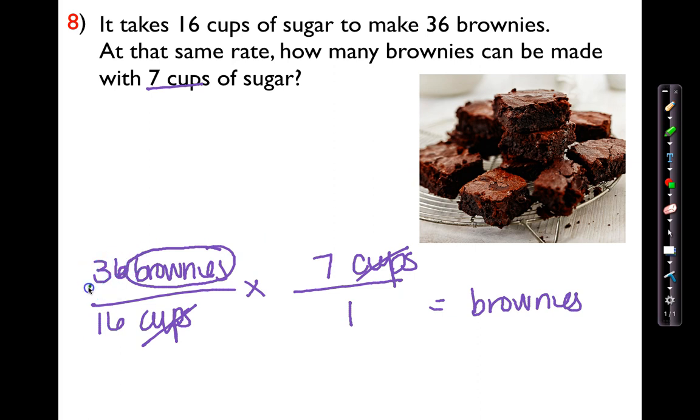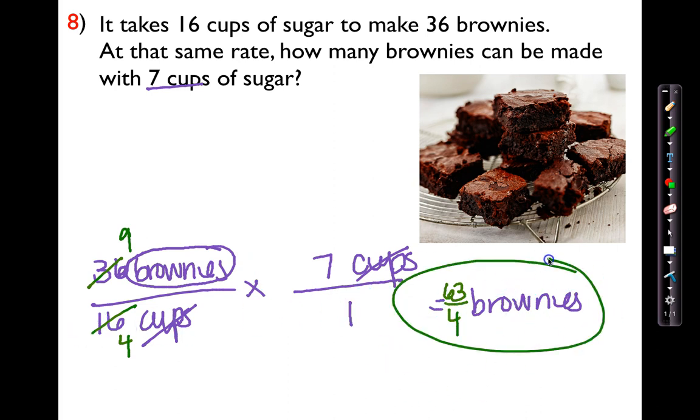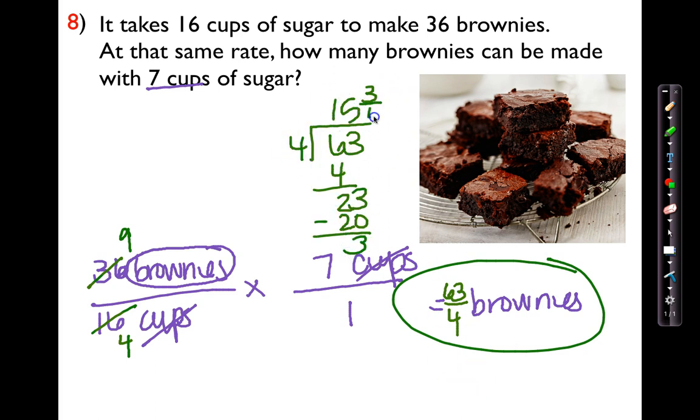36 and 16 both have a 4 in common, so we're going to turn this into a 9, and we're going to turn this into a 4. So if we multiply across, 9 times 7 is 63, and 4 times 1 is 4. And you're going to notice, since cups are gone, we're just left with brownies over no units at all. So isn't this the exact same answer that we had previously? Yes, except we turned that into a mixed number. So let's do that real quick. So my answer is going to be 15 3/4 brownies will be made with 7 cups of sugar.